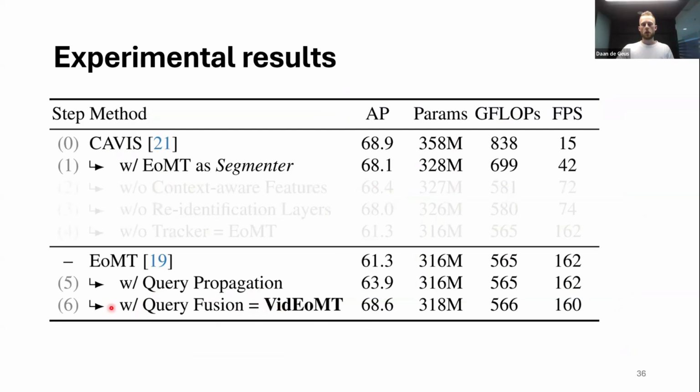With this query fusion, where we add these learnable queries to the track queries, we almost completely close the gap between us and this Cavis baseline. Now we have an average precision that's almost exactly the same. The speed remains almost unchanged with respect to this super efficient configuration. And we are still over 10 times as fast as the baseline while having the same accuracy.